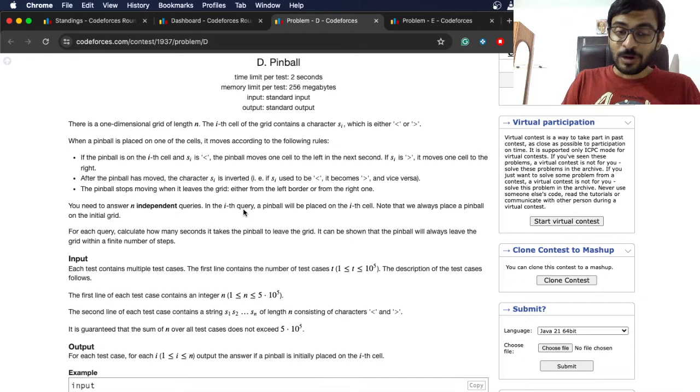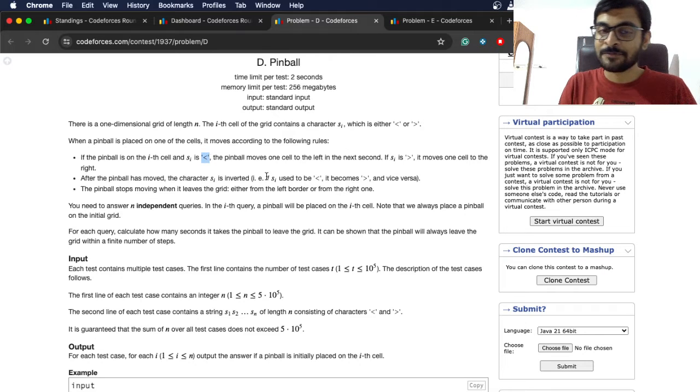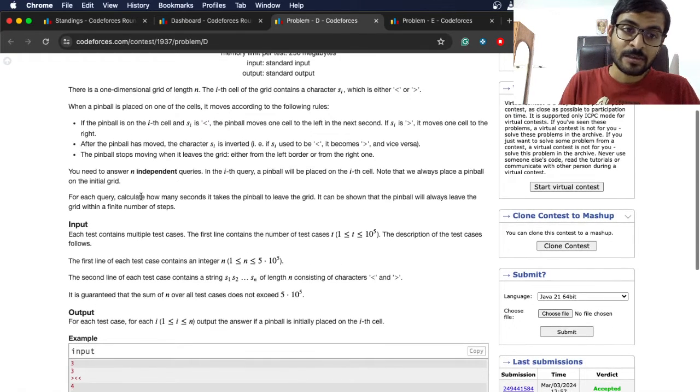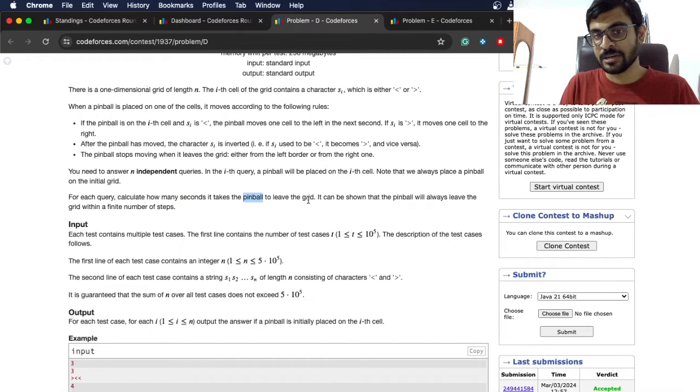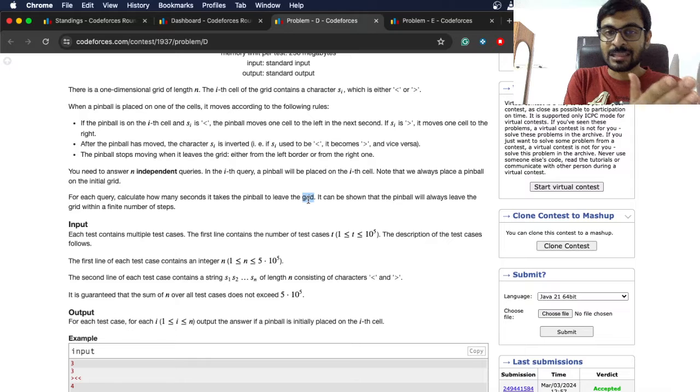But first of all, what is the question? The question is n independent queries. In the ith query, a pinball is placed on the ith cell. Placed means at that point, if it is a left arrow, it will start moving towards the left. If it is a right arrow, it will start moving towards the right. For each query, we have to say how many seconds it takes the pinball to leave the grid. Leave the grid, that is, leave either the left boundary or the right boundary.